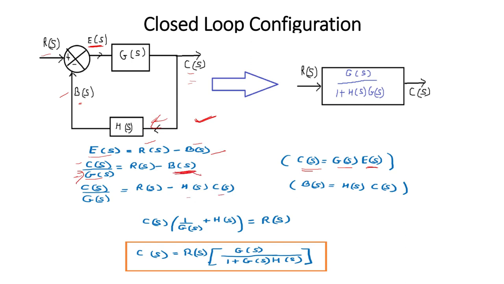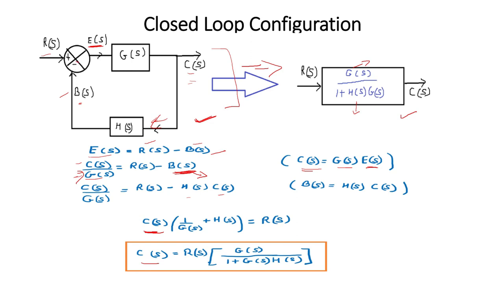this B(s). And now here we take C(s) common, and thus we get C(s) is equal to R(s) into G(s) upon 1 plus G(s)H(s). So this whole block diagram can be simplified again in this form, and this is your basic block diagram for a closed loop configuration where G(s) is your forward path element and H(s) is your feedback path element.